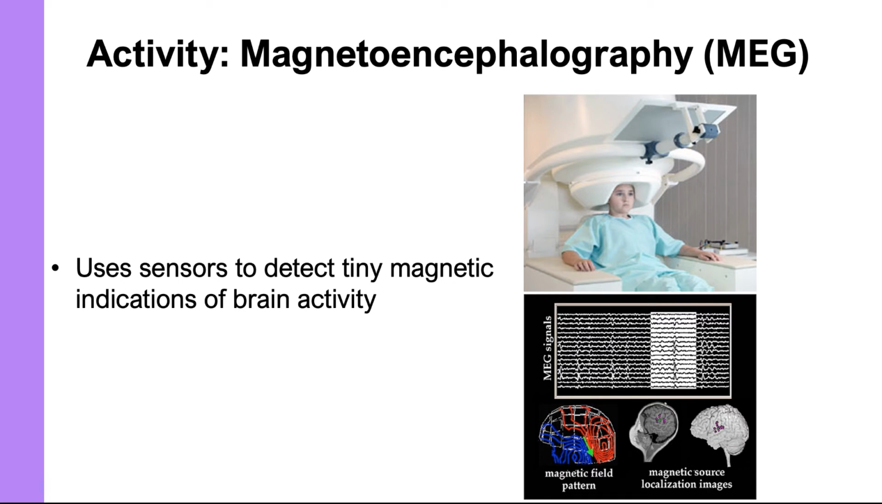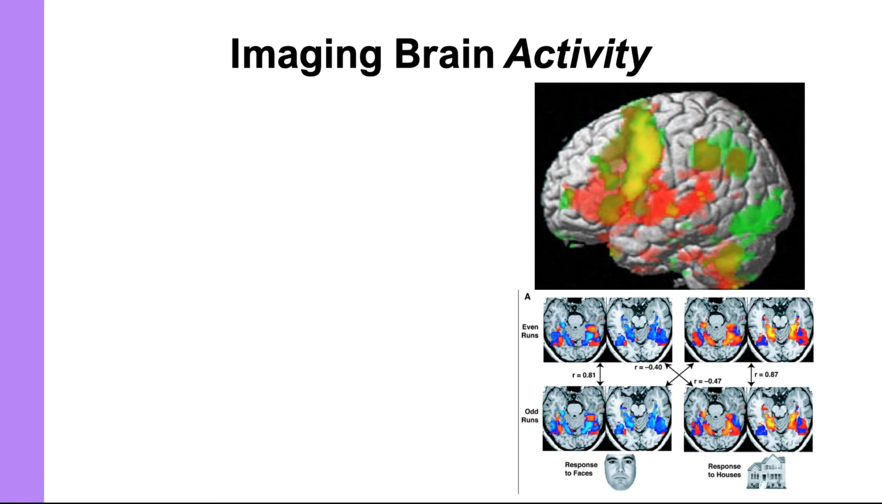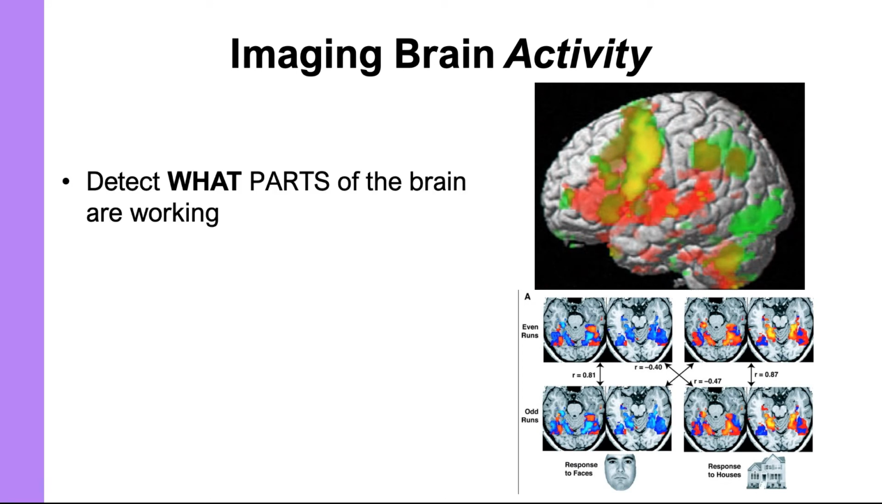It just uses sensors to detect tiny magnetic fields that are created when groupings of neurons fire. More ways of imaging brain activity. EEG and MEG were more focused on identifying when the brain is active, whereas these next two ways of imaging the brain are focused on what specific parts of the brain are active.